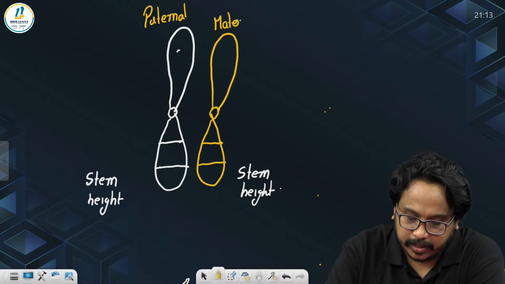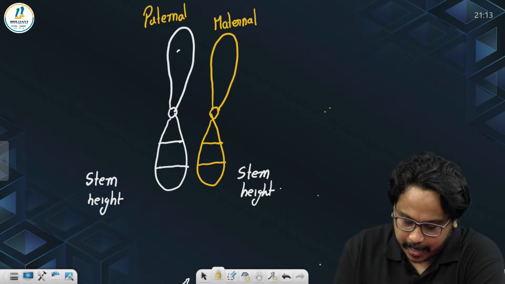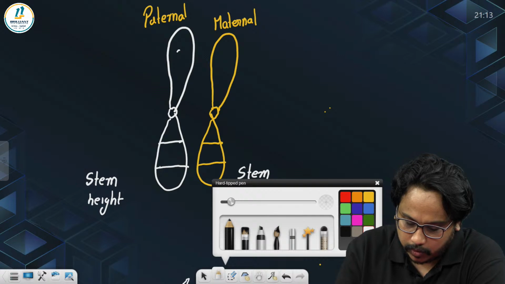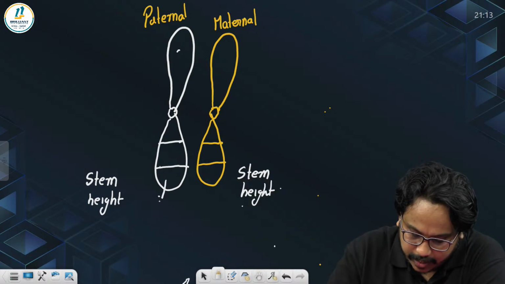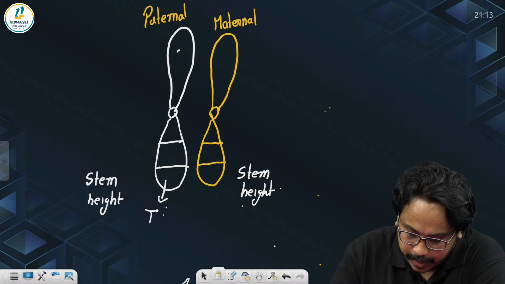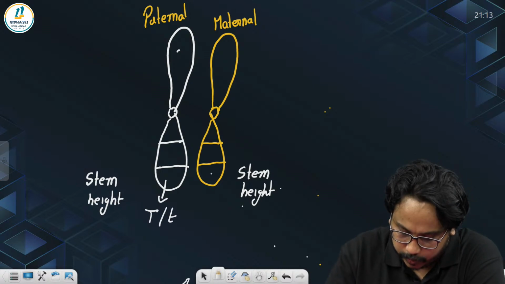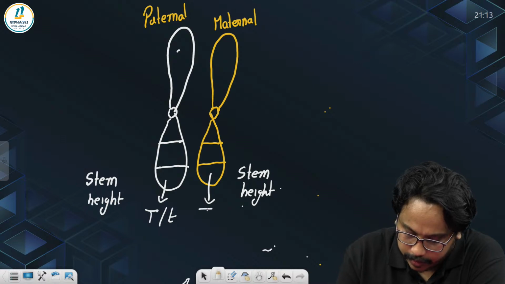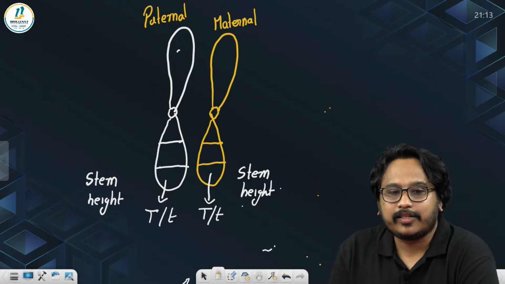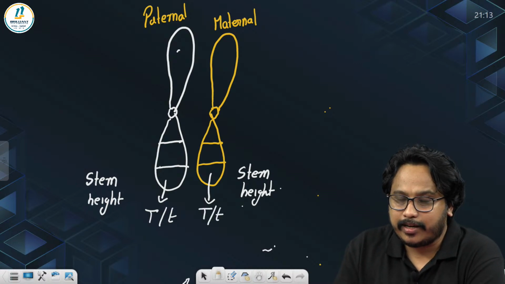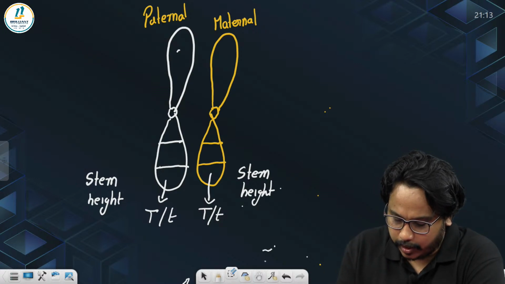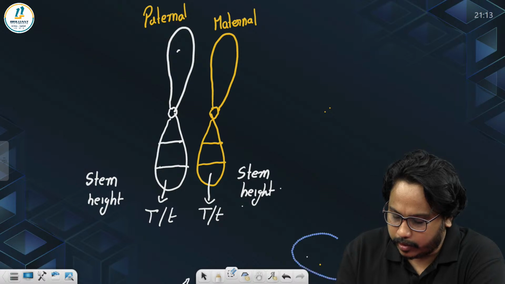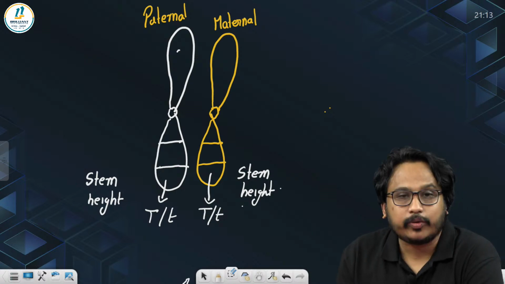So hope you understood the paternal and maternal chromosome. In the paternal chromosome, at this locus, stem height can have two possibilities. Either it can have a tall allele or it can have a dwarf allele. Here also it can have two possibilities. Either it is tall or it is dwarf. Like this, two alternate forms of a gene that come at the same location in the homologous chromosome only, we call alleles. Hope you understood what is an allele.